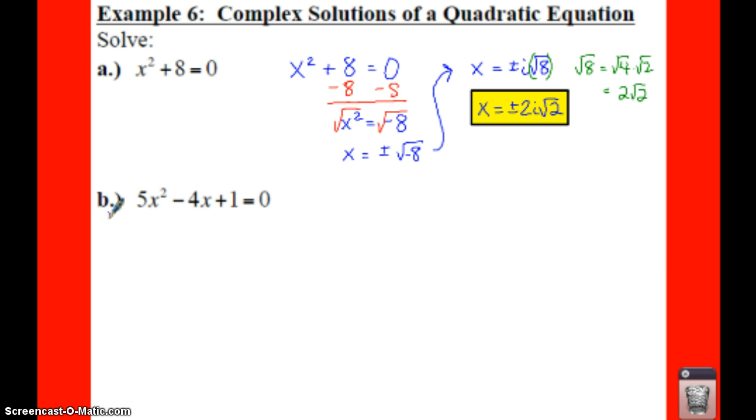Same thing here on B. Let's go ahead and solve this. Now we can't factor, there aren't any factors of 5 that add up to negative 4. If you think of factors of 5, you either have 1 times 5 or negative 1 times negative 5, and those do not add up to negative 4. So if you can't factor, then you need to use the quadratic formula.